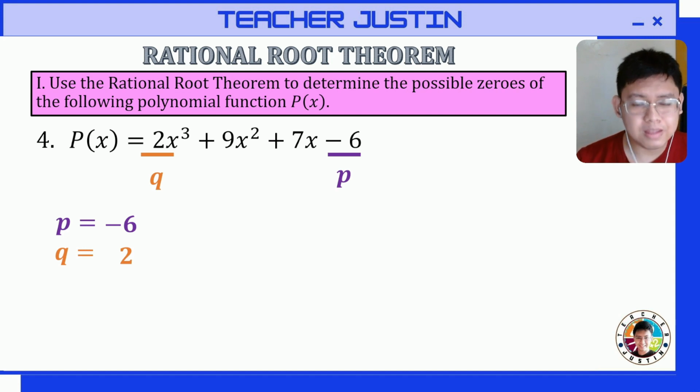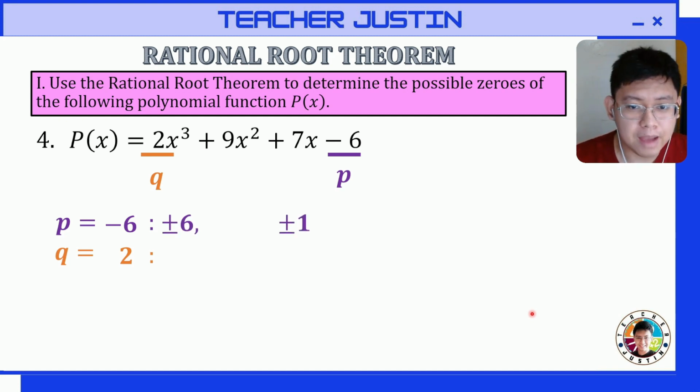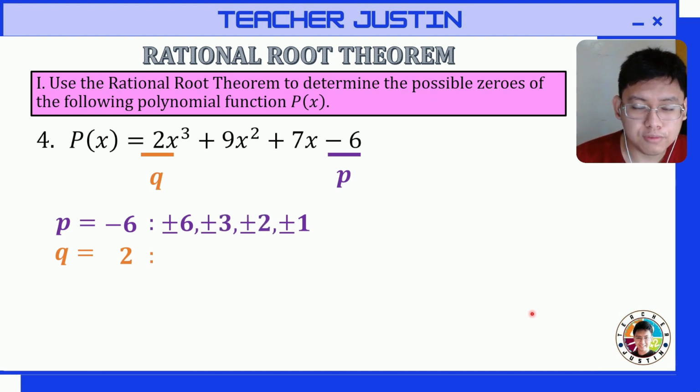Then, ang next step natin is for us to get our factors of p and q. So, yung factors ni negative 6, kunin natin. Okay, so we have positive negative 6 and positive negative 1. Tapos, meron din tayong positive negative 3 and positive negative 2. So, ito yung mga factors ni p. Punta naman tayo kay 2. Yung factors ni 2, we have positive negative 2 times positive negative 1. And now, kompleto na yung ating factors of p and q.